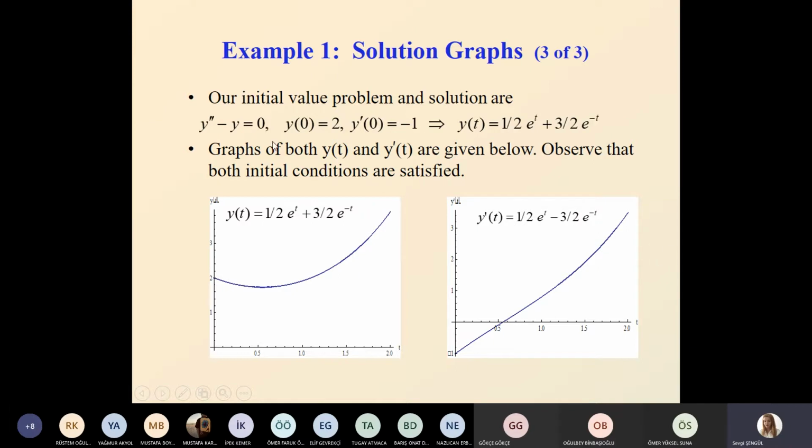What was your initial condition at 0 for y? When t is 0, y is 2. As you can see, the solution is passing through y equals 2. And in the derivative, what was that? When t is 0, y' should be negative 1. As you can see, it is passing through negative 1. So the equation itself and the derivative have to satisfy the given initial conditions. Once you solve it, you can see the curves in here; they are both true for both initial conditions.